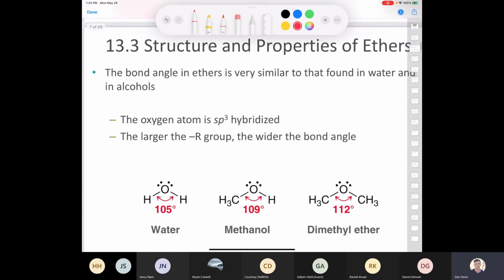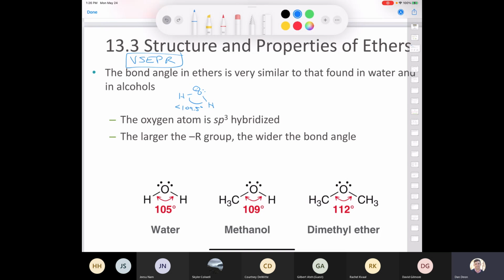Well, what about the structure and properties of ethers? In general chemistry and in organic chemistry 1, we spend quite a bit of time talking about valence shell electron pair repulsion theory, or VSEPR, right? And you know that water has a bent molecular geometry. It's got a bond angle that's less than 109.5 degrees, right? Because you've got the lone pairs that push these bonds down a little bit.